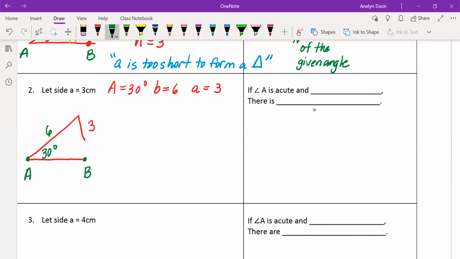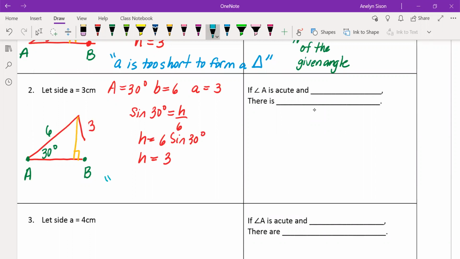This is an SSA, so we check the height first. Sine, we kind of know what the height is, but I just want to keep going. h over 6, and then h is equal to 6 sine 30 degrees. h is equal to 3. So the height is exactly the same length as the side given, the opposite side of the angle given. So is there a triangle if the height is equal to the opposite side given? Yes. So how many triangles? Just one.